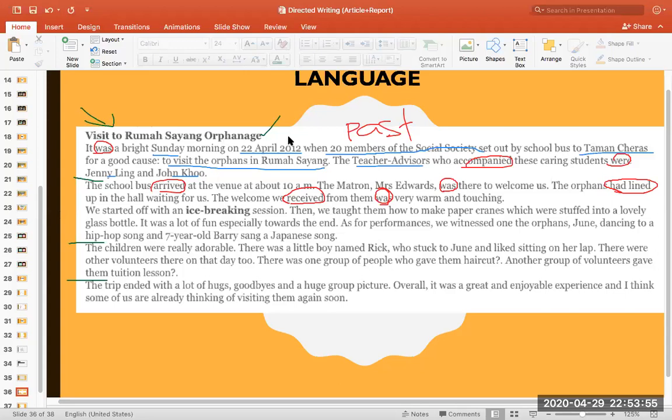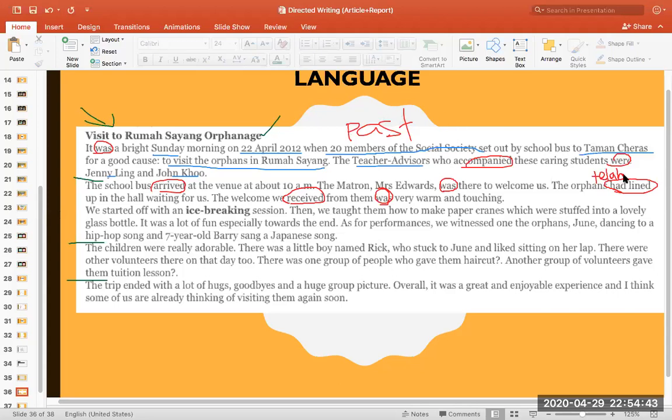Sama juga dengan sini. The welcome, sambutan yang kami terima adalah sangat touching and warm. So they don't say, they welcome us with open arms. They will say, benda itu adalah macam mana? Benda itu adalah macam mana? The orphans, anak-anak yatim tu had lined up, telah buat apa. This is a different type of tenses that you can use.